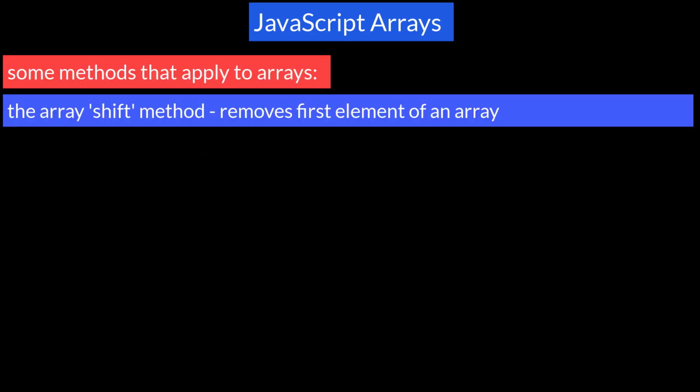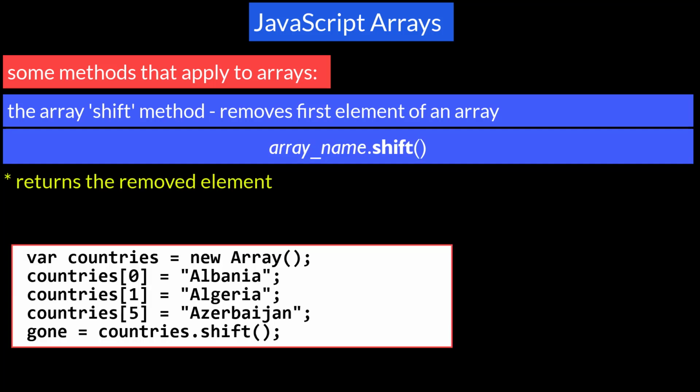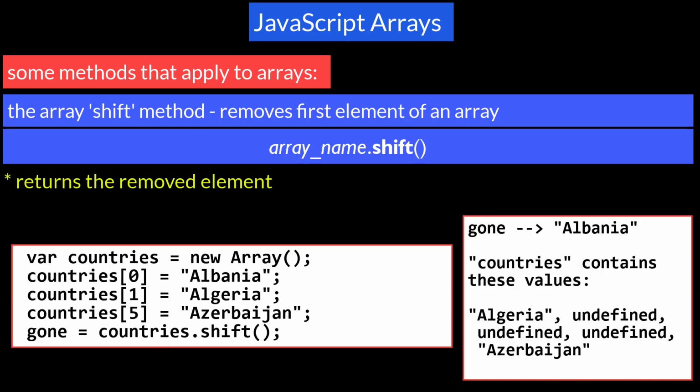The array shift method removes the first element of an array. The syntax is name the array dot shift and parentheses, and the function returns the removed element. So again, we define our array of countries and initialize it, and then we say gone equals countries dot shift. It returns Albania in gone, and countries now has 5 items: Algeria, undefined, undefined, undefined, Azerbaijan.